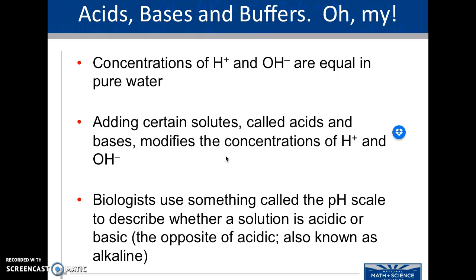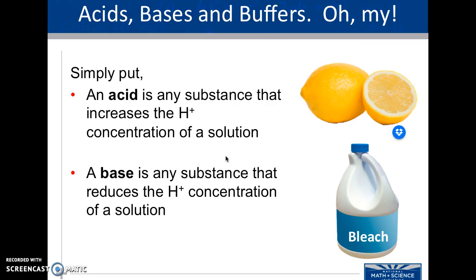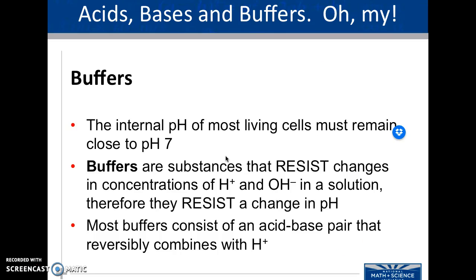We use a pH scale, 0 to 14, or 1 to 14, 1 being highly acidic, so lots of hydrogen ions, 14 being very basic, lots of OH ions. Again, this kind of summarizes what we were talking about.